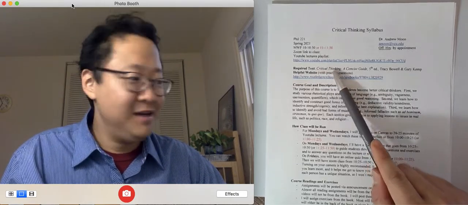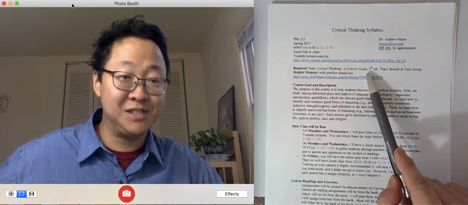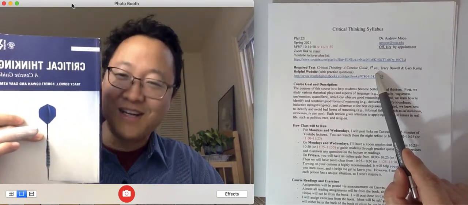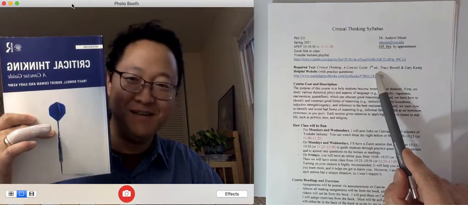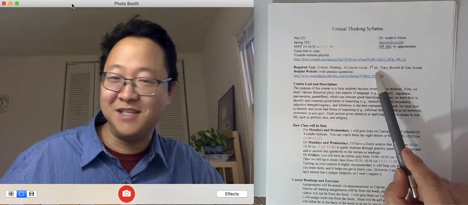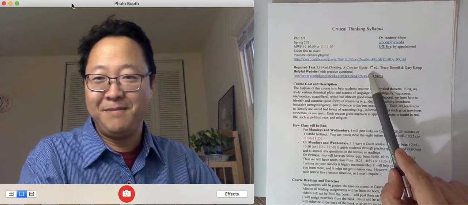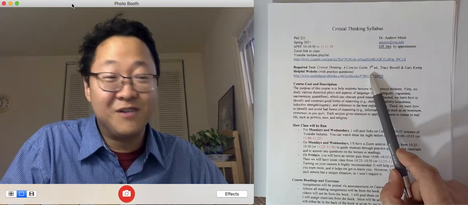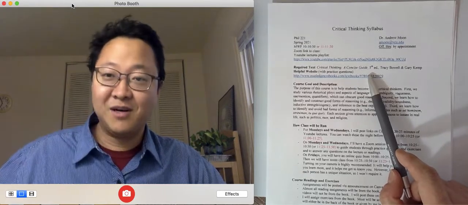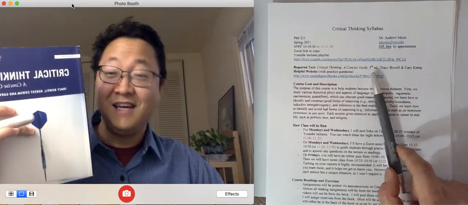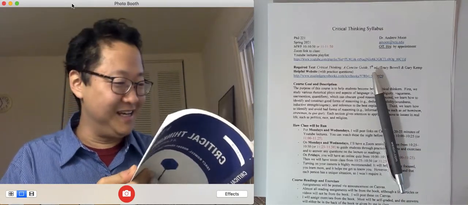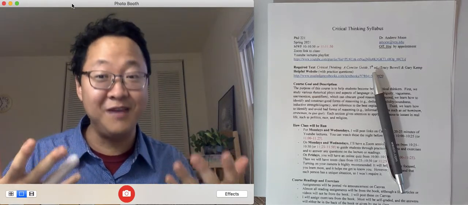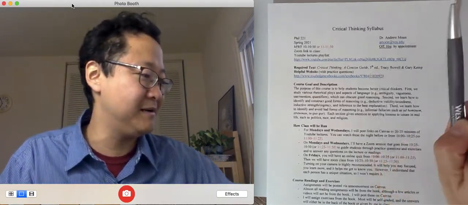Required text. Okay, so Critical Thinking: A Concise Guide, 5th edition, it's this book. I worked hard to find this book, one that's in the $40 range. I think it's a little less than that. A lot of critical thinking books are like 60, 70, some over $100. So I worked hard to get this, and I like parts of the book. I dislike some parts more, but I try to focus on and assign readings from the parts of the book that I like.